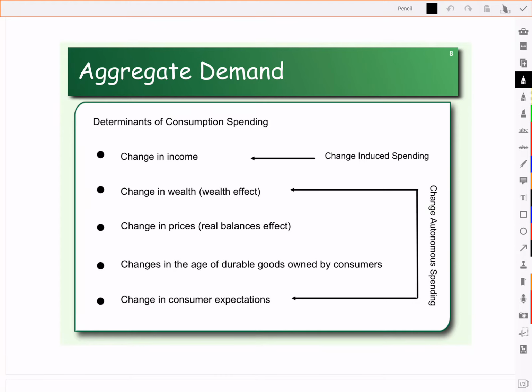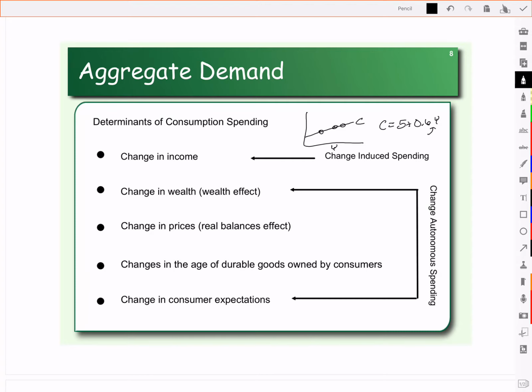Now, if you change income, we have our consumption function here. If you change income, remember income is on the horizontal axis. So if you change income, you're simply moving along that curve. So we're changing the induced spending. Remember our consumption function of 5 plus 0.6y, and y was the placeholder. So if you changed income, that would be subbing in a different number for y.